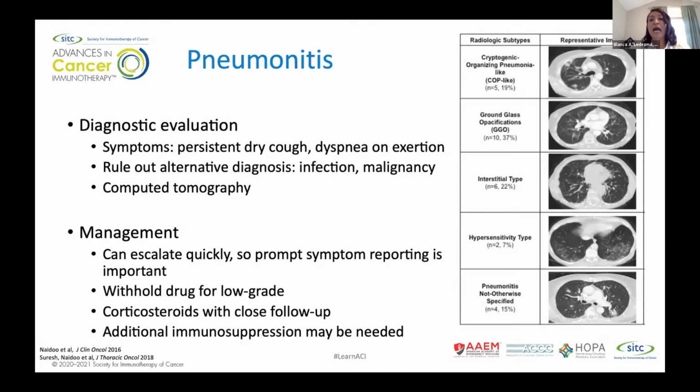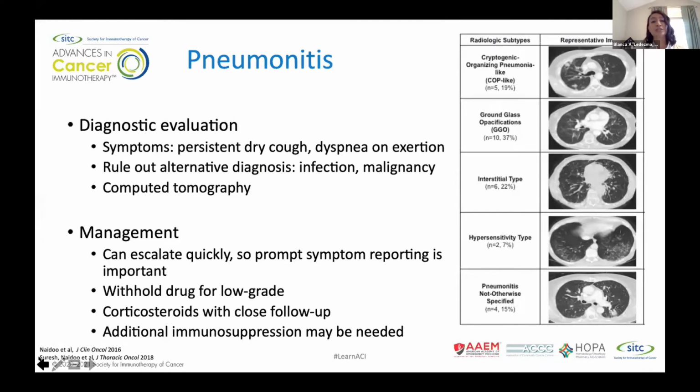And here we see on the right the images of the potential radiographic types of pneumonitis that we can see. We can see the cryptogenic organizing pneumonia-like, ground-glass opacifications, interstitial-like type, hypersensitivity type, and pneumonitis not otherwise specified. So there are different types of pneumonitis that we can see, and we do rely on our radiologists to provide us with those reports when we get the imaging for our patients.